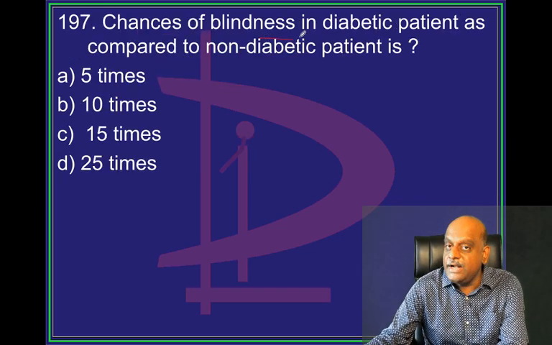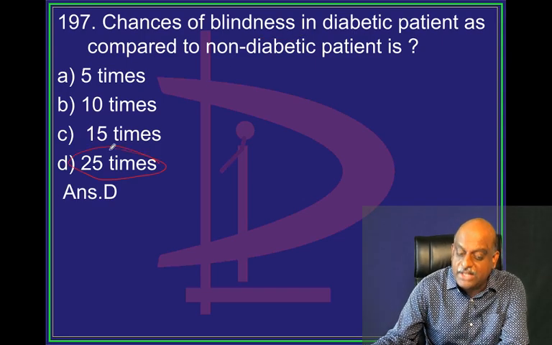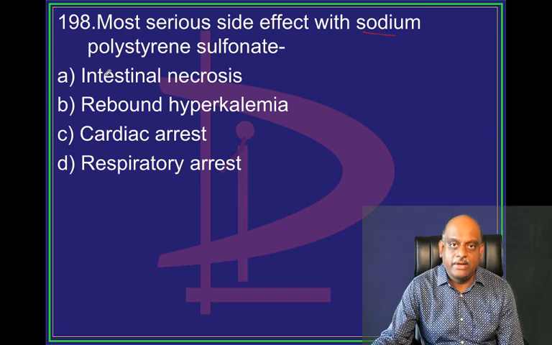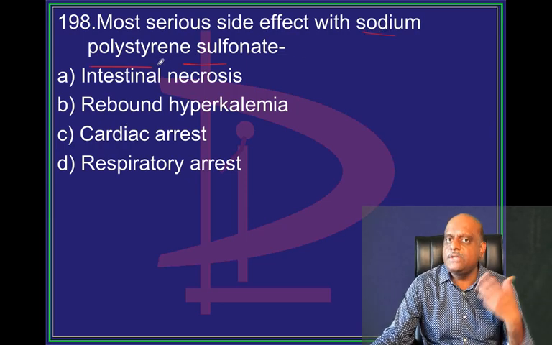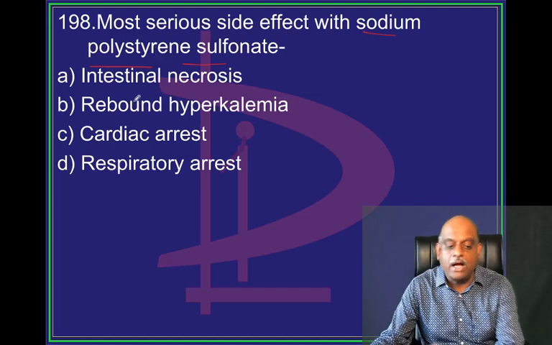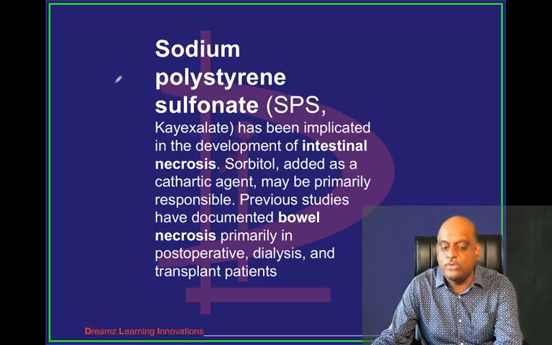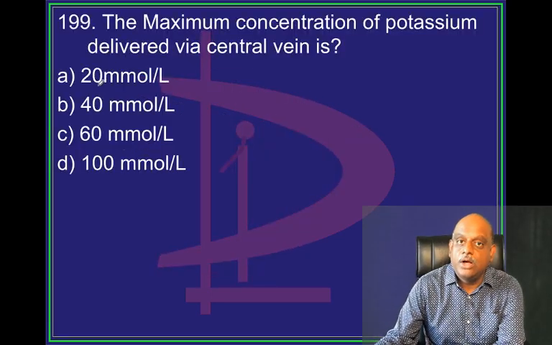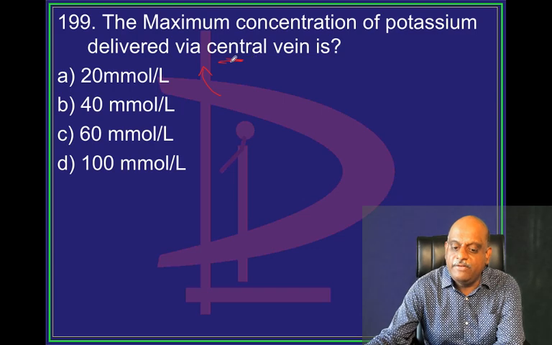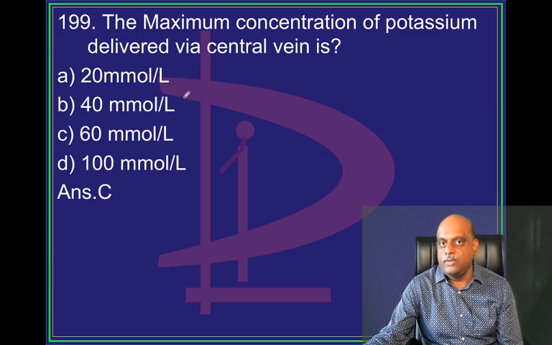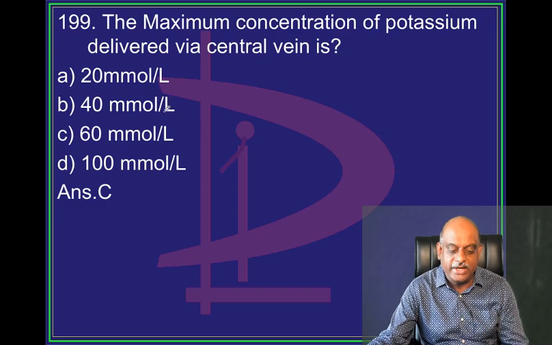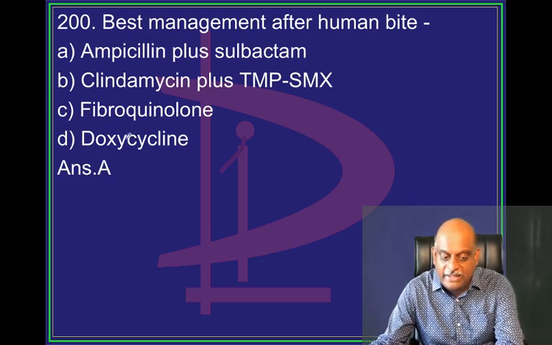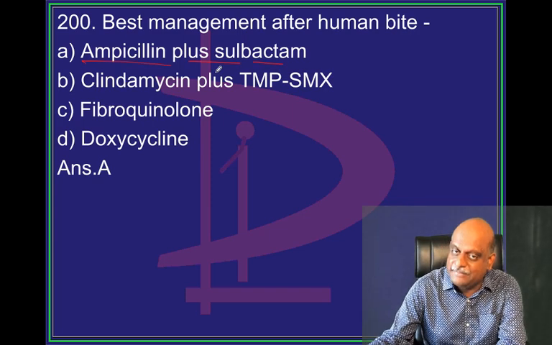So blindness in a diabetic patient increases the chance 25 times higher. If you are giving the resin sodium polystyrene sulfonate, what is one of the complications? It can lead to intestinal necrosis. How much potassium is the maximum delivered with a central vein? Potassium is corrosive when you are injecting. So 60 millimoles per liter. After a human bite, the best choice is ampicillin plus sulbactam.